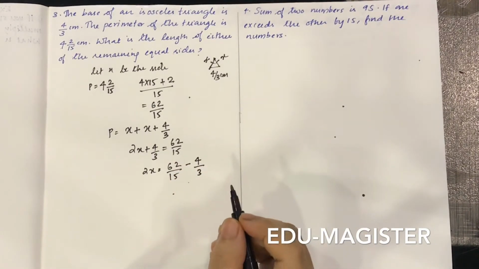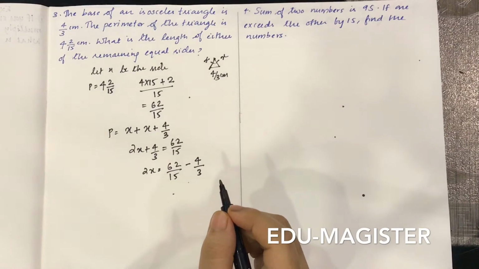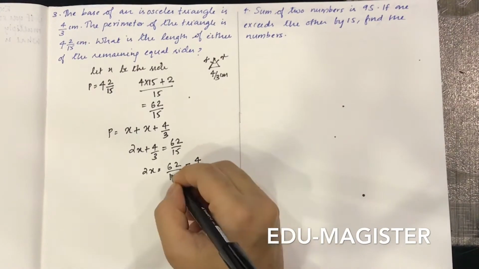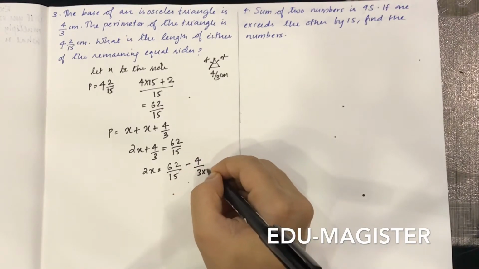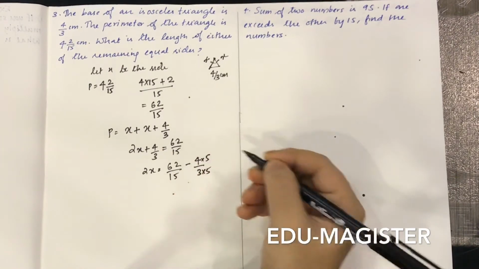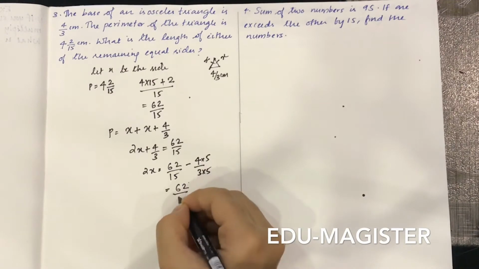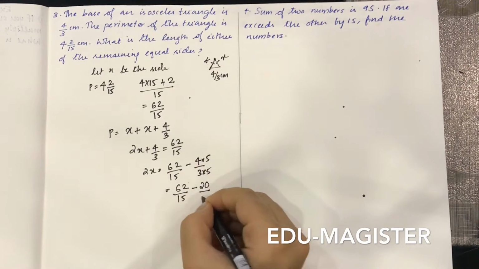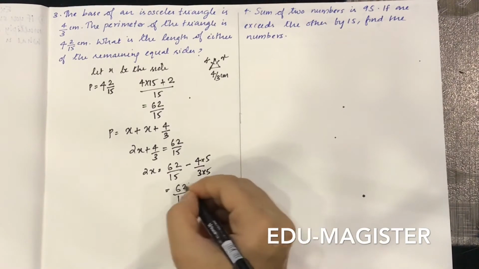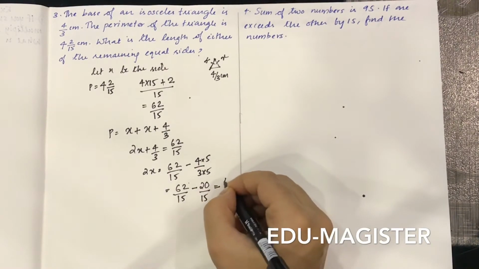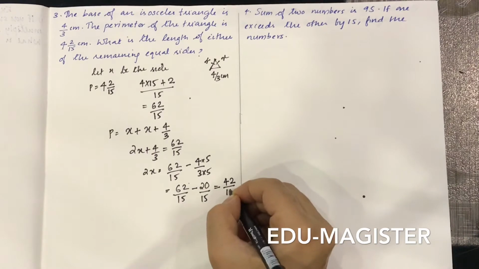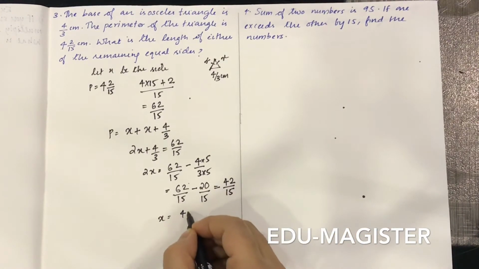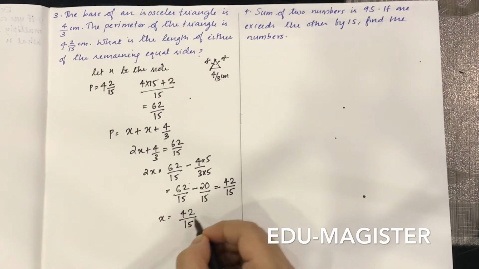In the previous questions I have discussed cross multiplication with you, but in this case it is better to do LCM. So the LCM of 3 and 15 is 15. So here we have to multiply by 5 and by 5. So 62 by 15 minus 4 into 5 is 20 by 15 is equal to 62 minus 20 is 42 by 15. Now what is x?